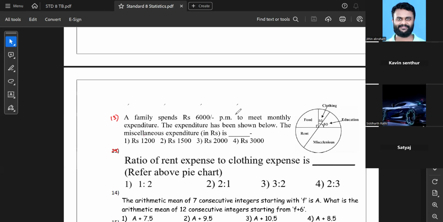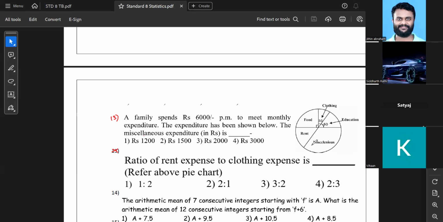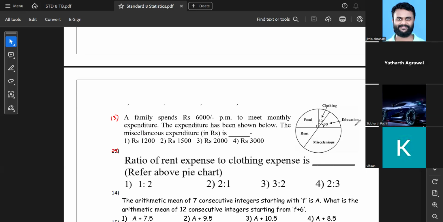Sir, the angle is not given. The angle is 120 because education and rent are opposite angles and food is 90 degrees. Miscellaneous is 120 degrees. Yes, Sir, absolutely. Clothing, food, and rent is actually 180 degrees.